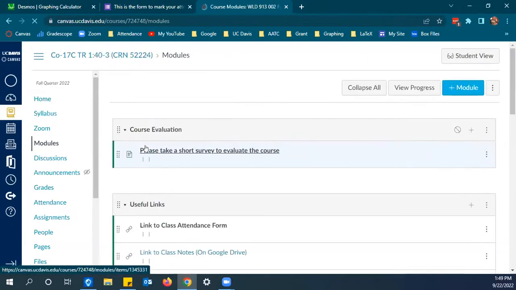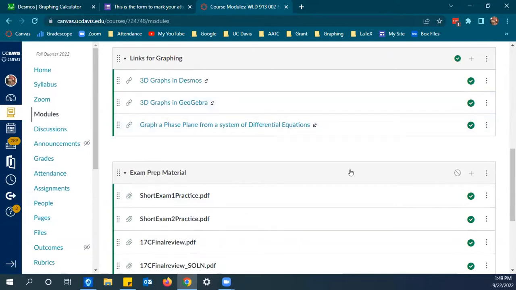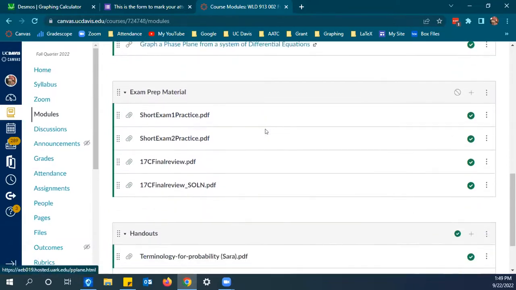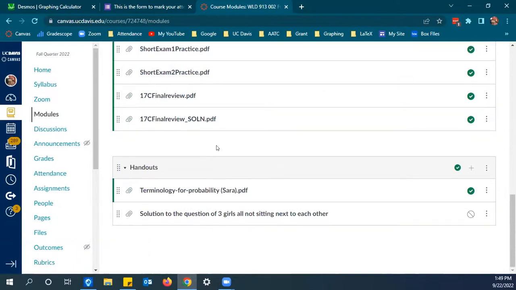The modules. What else is in the modules? And useful links for graphing. Some exam prep material, which isn't available to you yet, but will be. Oh yeah, and then later on, the last week of the quarter, we will probably do some probability stuff. So you'll probably at the last week have to do some probability stuff.